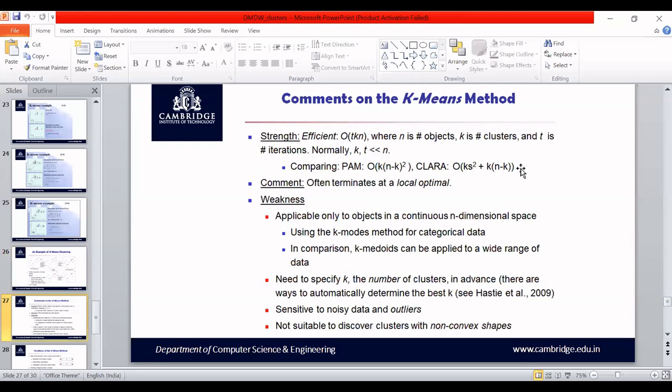So next, we'll see the pros and cons of the k-means method. The strength or benefit of the k-means algorithm is the efficiency, which is O(tkn), where t is always less than n. n is the number of objects, k is the number of clusters and t is the number of iterations. So it is purely dependent upon the iterations, and the optimal solution is reached by the local centroids only.